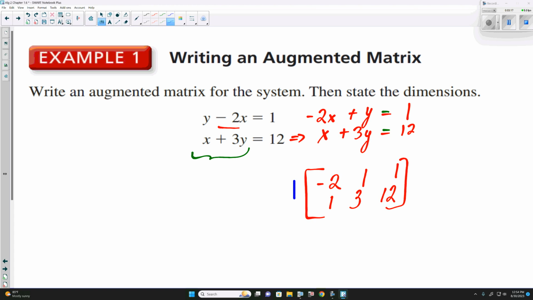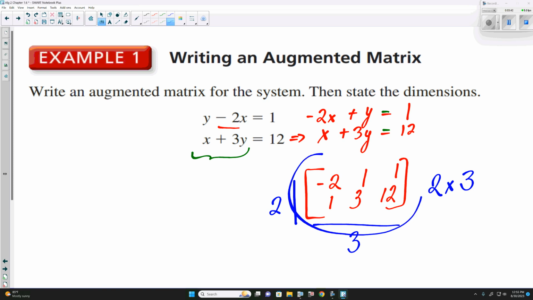Now, how many rows do we have? How many columns? So this is a 2 by 3. Questions on this here? Any questions on anything we've done so far? We ready for the next one? That's it, yeah. So, hopefully, because this is the augmented matrix, and that there's the dimensions.